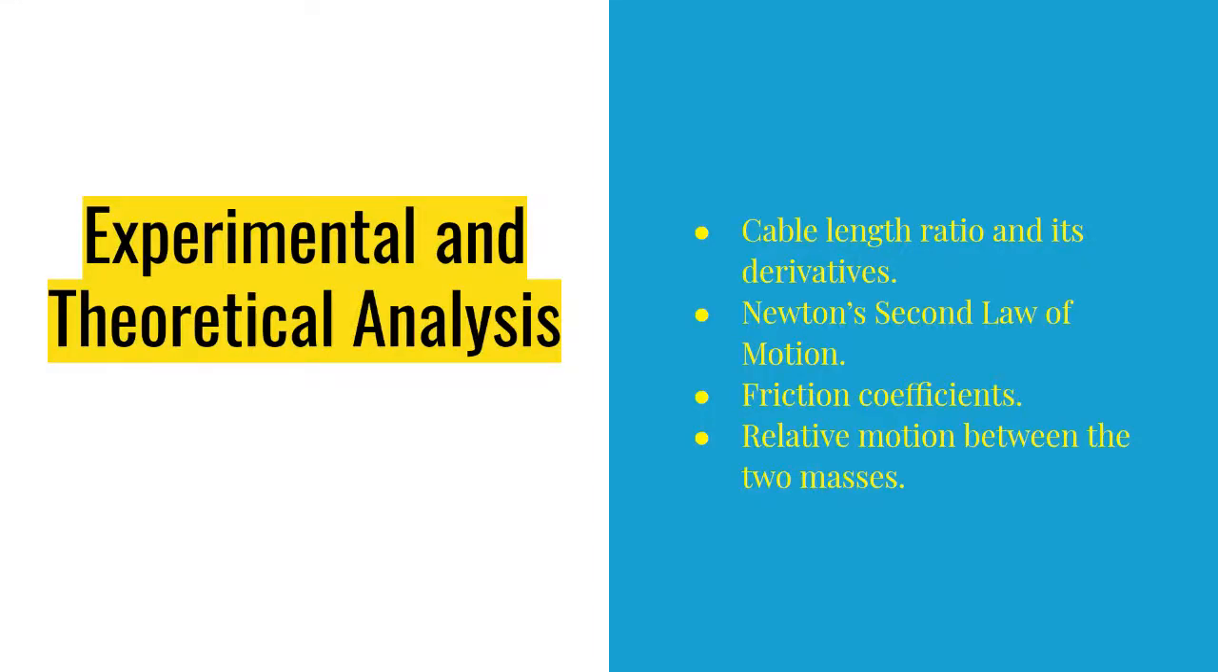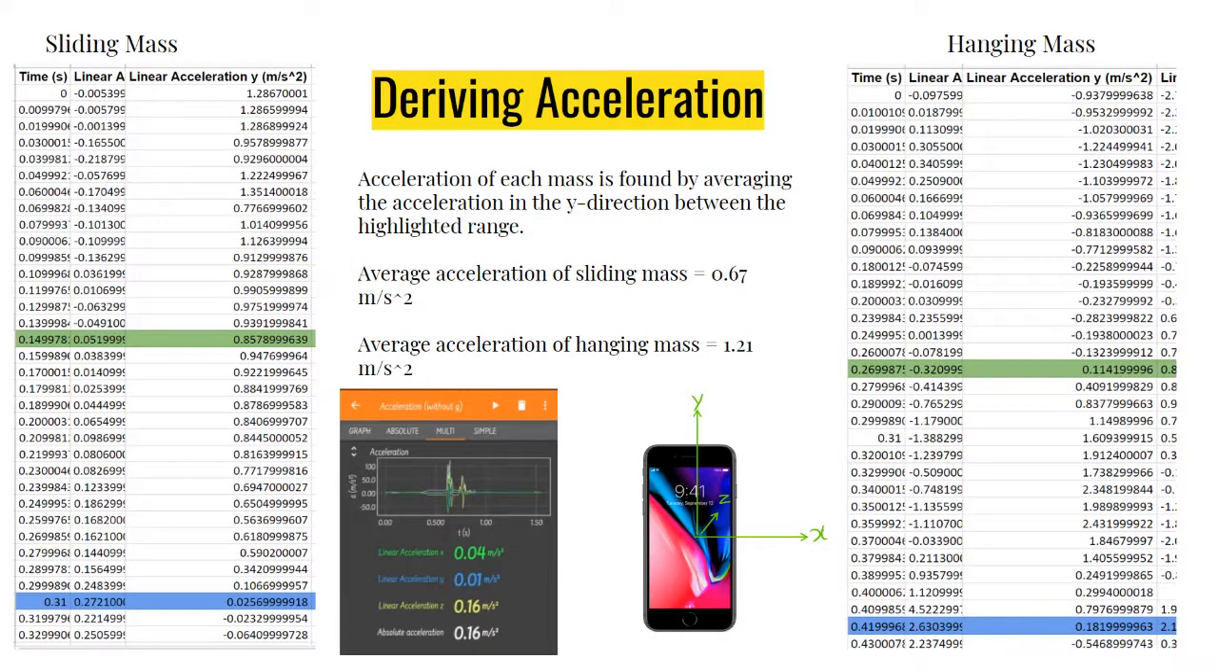In our experiment analysis, we explore the following: cable length ratio and its derivatives, Newton's second law of motion, friction coefficients in the system, and relative motion between the two masses. To derive the acceleration, we have used the ActPy box, which shows acceleration in the x, y, and z direction, which corresponds to the horizontal, vertical, and in and out page planes, respectively. Our experiment focuses on the y direction, as we have assumed that the acceleration of both masses in the x and z direction to be 0.